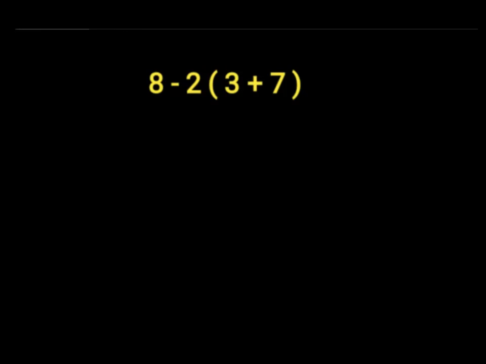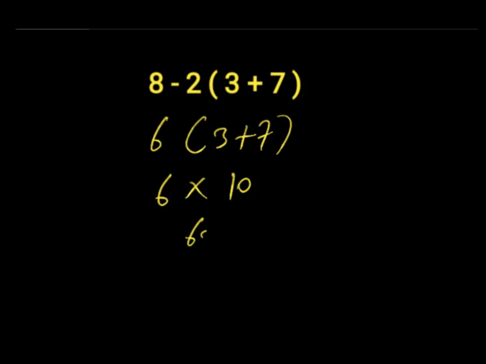8 minus 2 (3 plus 7). 8 minus 2 will give us 6. Then we have 6 minus (3 plus 7). Now we are going to work with our parentheses. 3 plus 7 will give us 10. Then we have 6 times 10. 6 times 10 is equal to 60.